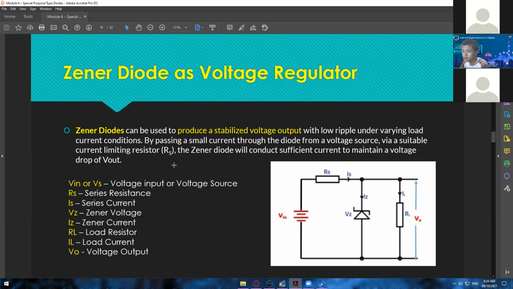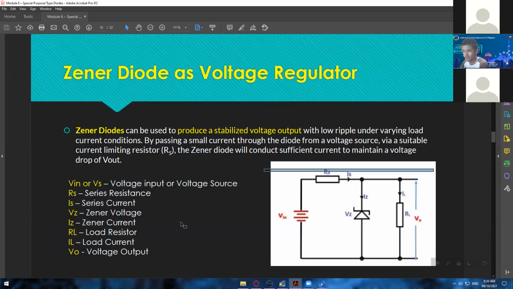Anyway, Zener diodes can be used to produce a stabilized voltage output with low ripple under varying load current conditions by passing a small current through the diode from a voltage source via a suitable current limiting resistor, the series resistance or RS. The Zener diode will conduct sufficient current to maintain a voltage drop of the output. And then here are the definitions, or the legends of those variables.